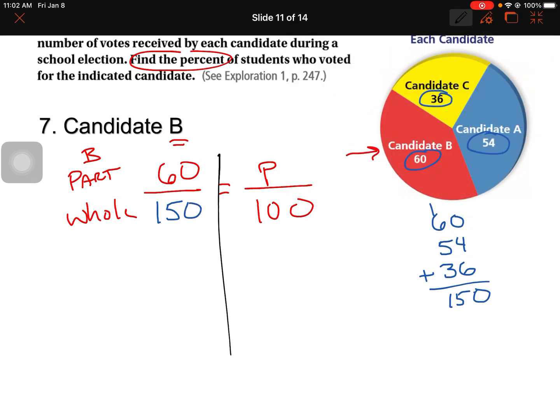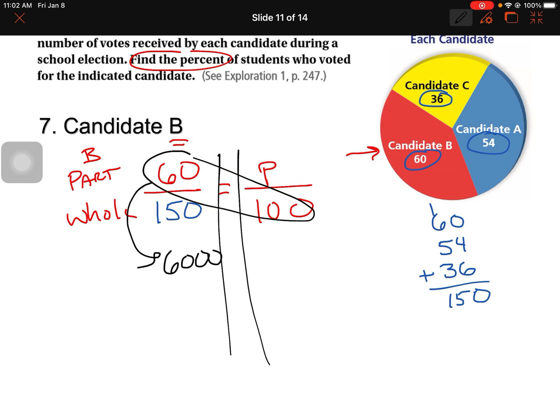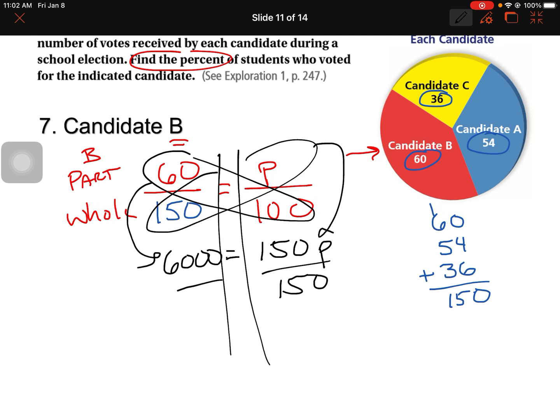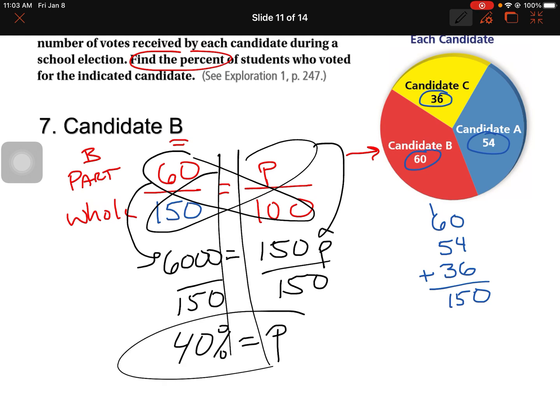And now we can go ahead and do our cross products. And we get 6,000 equals 150p. I'm going to divide both sides by 150. And the percent, therefore, would be 6,000 divided by 150. And you get 40% of the people voted for candidate B in this case.